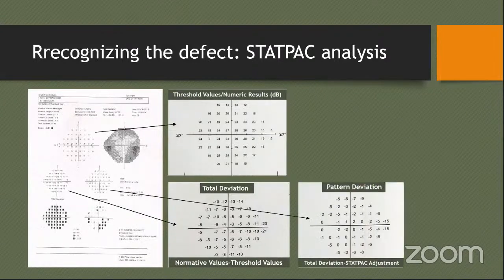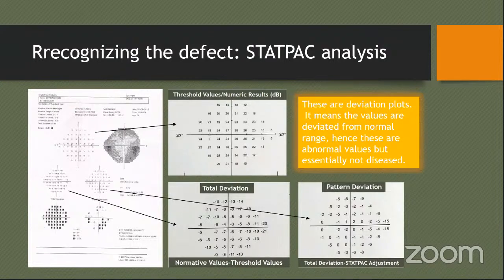Then the machine further adjusts these deviated values for causes which may produce generalized depression in sensitivity, like cataract and refractive errors, so that the focal changes become more obvious. The most important numbers are tagged as the pattern deviation. These deviations highlight abnormality of the visual field being tested.